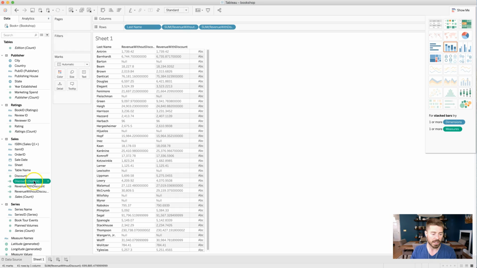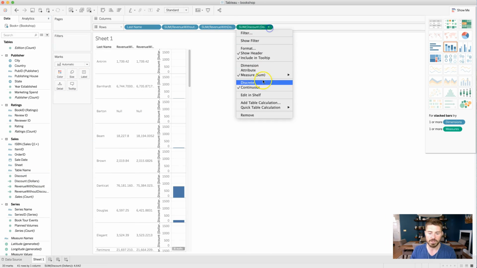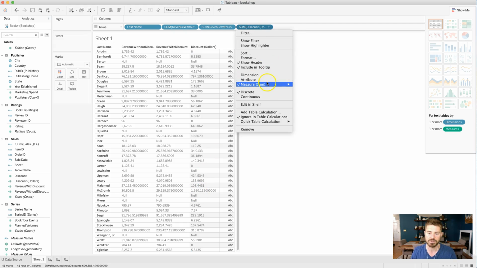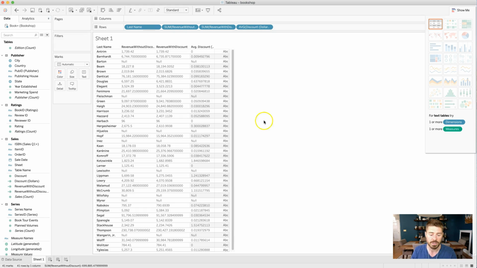So let's run this again, and now drag it up once more, make it discrete, and we can see, notice right now it's aggregated by the sum, but this might not make sense in this case. Well, it could. You could say McCrum, for instance, we're giving away a lot of money on McCrum, but that could be because McCrum is selling a lot of books. It's not necessarily that on a per book basis we're discounting McCrum's works highly. It could just be that McCrum is selling us a ton of books. So maybe let's change the aggregation to average.